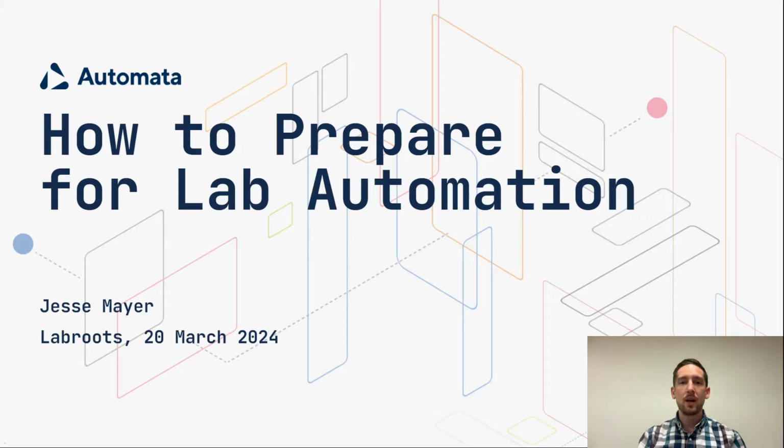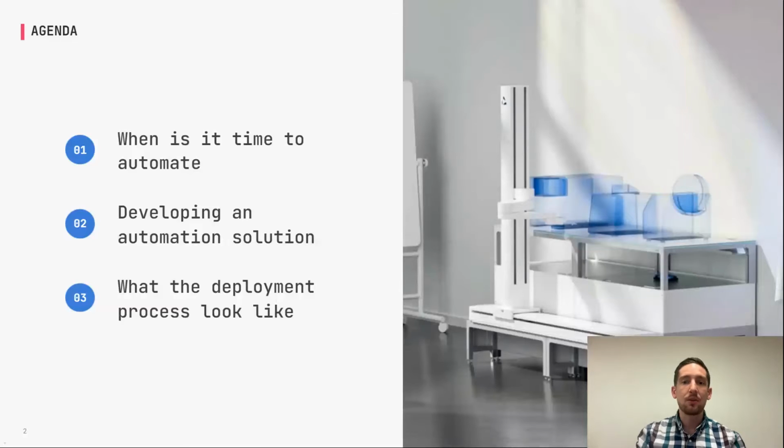So what I want to do today is give a brief introduction of how to prepare for lab automation. And I'm going to break this down more or less into a few different topics. The first of which being thinking about when it's time to automate. What are some of the signals that might give you an idea that your assay is ready to move into automation, and maybe some things that are indicators that maybe a particular assay is something that's not quite ready.